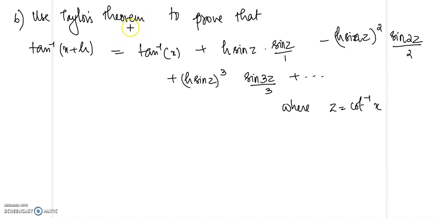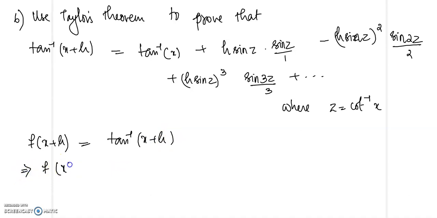Problem is to use Taylor's theorem to prove that tan inverse of x plus h is equal to tan inverse of x plus h sin z into sin z by 1 minus h sin z whole square into sin 2z by 2 plus etc., where z is given by cot inverse x. So here you have f of x plus h. So the given function is tan inverse of x. So f of x plus h is tan inverse of x plus h. So therefore f of x will be tan inverse of x.